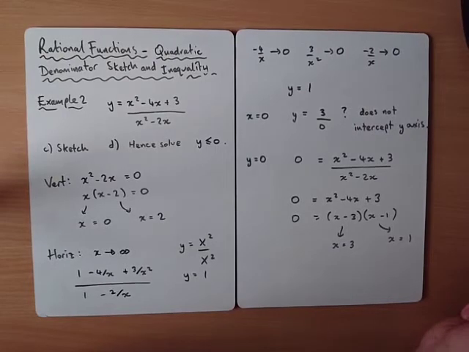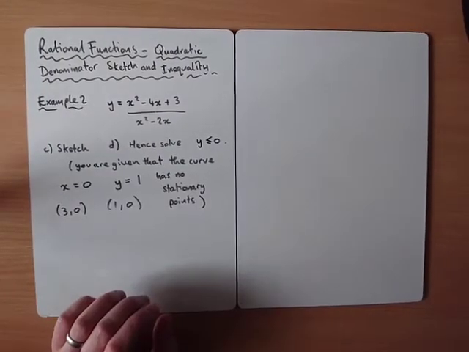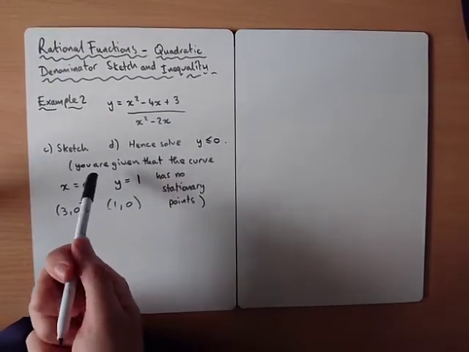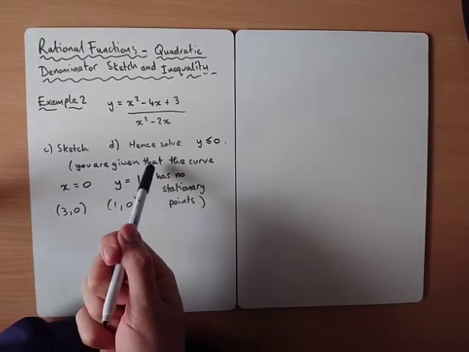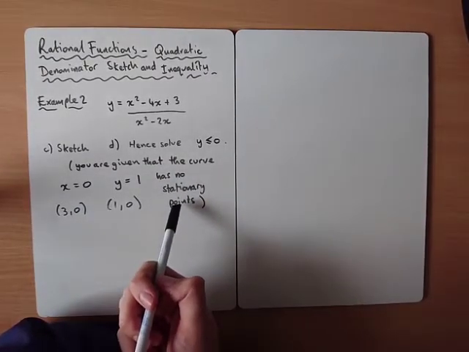Okay, so we've got enough information to draw our sketch. One thing I forgot to mention, which I didn't copy down from the question, is that it also says in the question, you are given that the curve has no stationary points, and that's actually going to be quite important when we come to draw this. Okay, and we'll see why in a second.